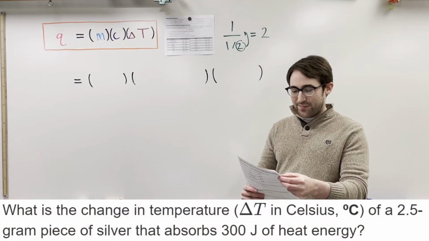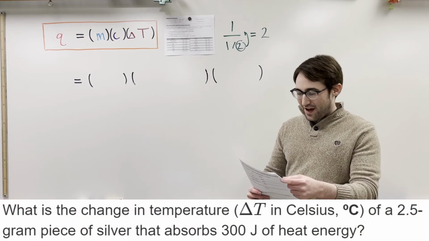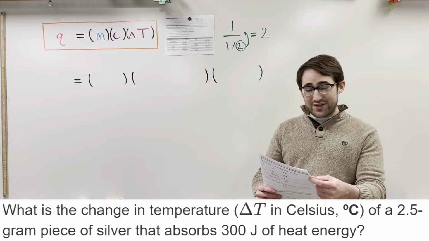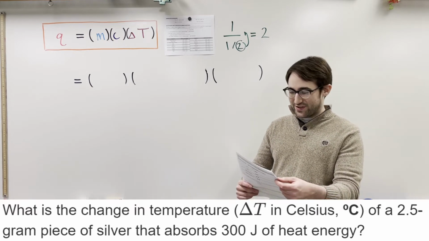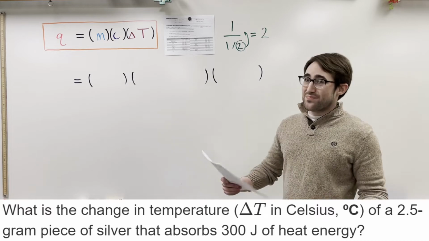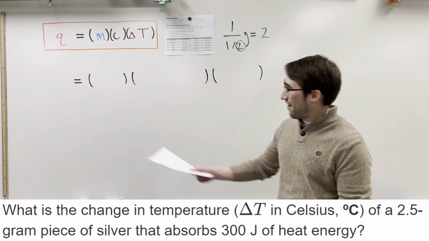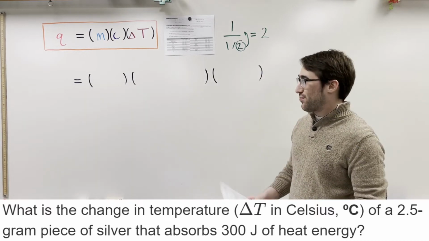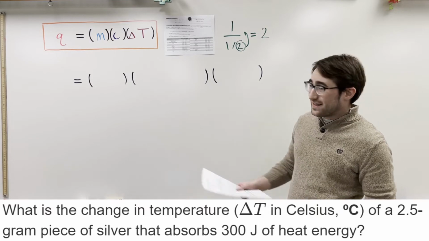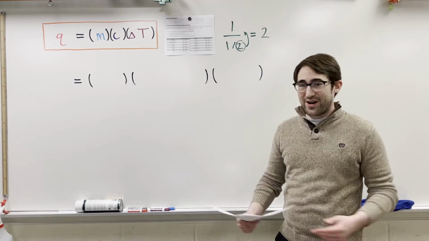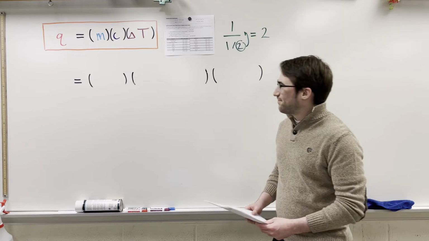What is the change in temperature in degrees Celsius of a 2.5 gram piece of silver that absorbs 300 joules of heat energy? So again, this is a case where we're actually going to have the heat that we can plug into it, and we're going to have to calculate something else. This is going to require some algebra. So let's look at the algebra of that.